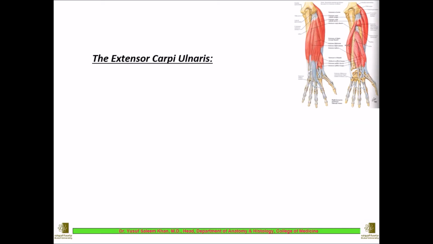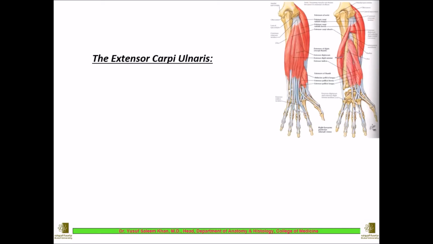Okay, next going to the extensor carpi ulnaris. The extensor carpi ulnaris is called so because it belongs to the extensor compartment, that's why it is extensor. Carpi because it is going to the carpal bone, and it is called ulnaris because it is towards the ulnar side. The muscles which are on the radial side are called radialis, on the lateral side, and those towards the medial side, towards the ulnar bone, are called ulnaris. Okay, so that's what is called extensor carpi ulnaris.